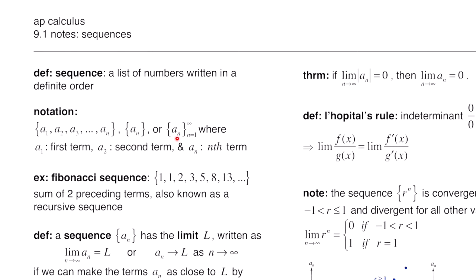Or you may even see it like this, where it says what number you're starting to plug in with, and then you go to infinity. And then it says right here, a sub 1 would be the first term, a sub 2 is the second term, and then this would be the nth term.